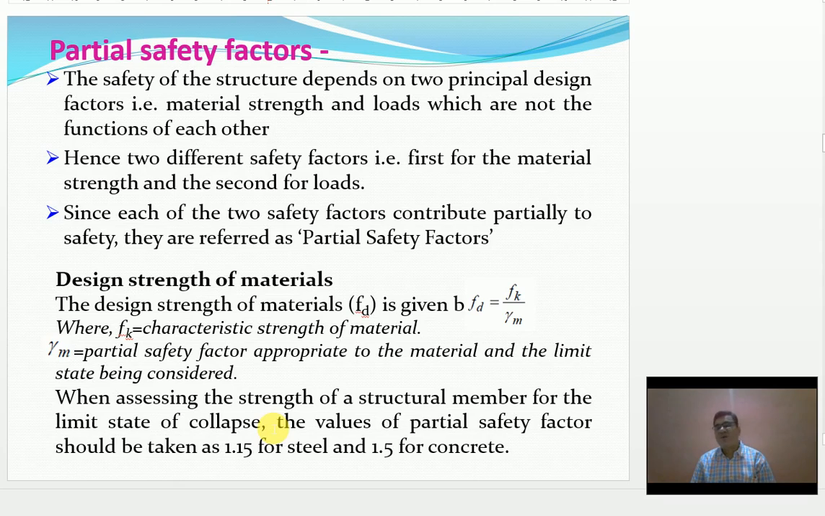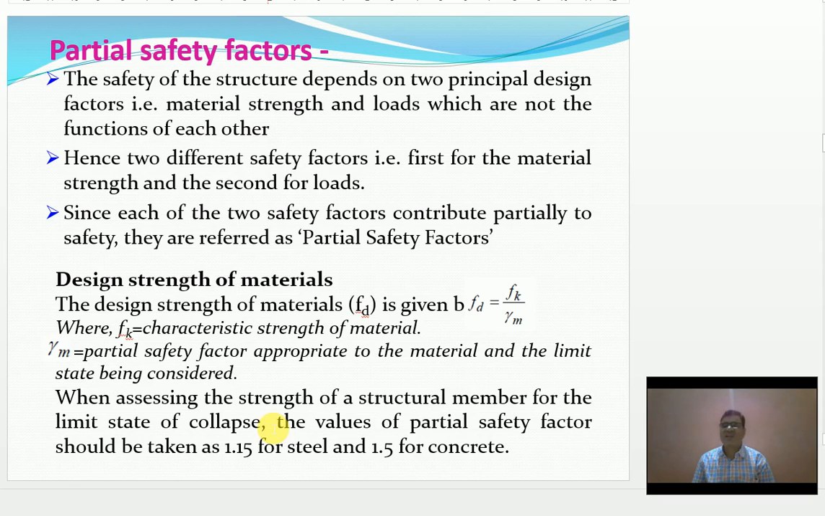But the problem is that material strength and loads are not functions of each other. That means if you apply a factor for one entity, it will not automatically get applied to the other. So obviously you have to apply different safety factors, and hence the name partial safety factors. The first factor applies to material strength and the second factor applies to load. Partially, these two factors contribute to safety, and hence they are referred to as partial safety factors.